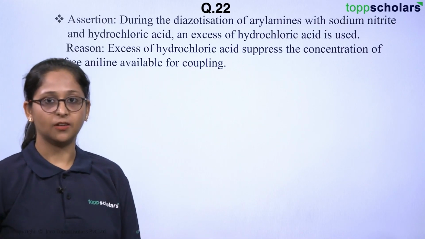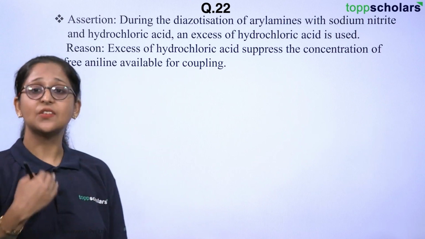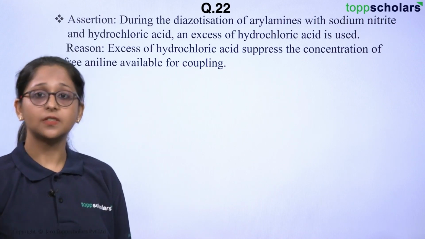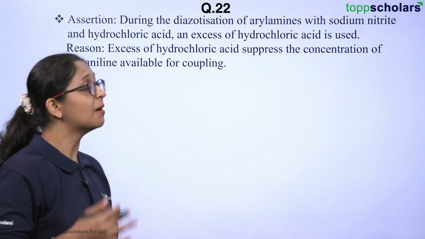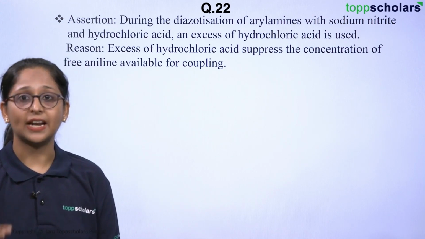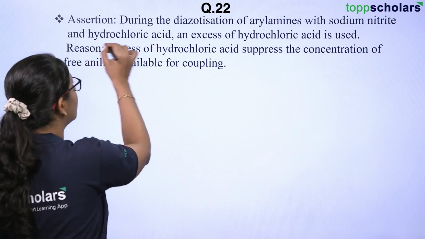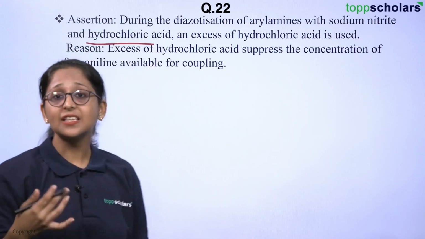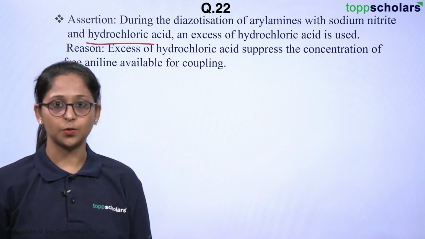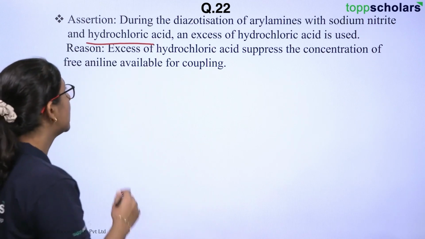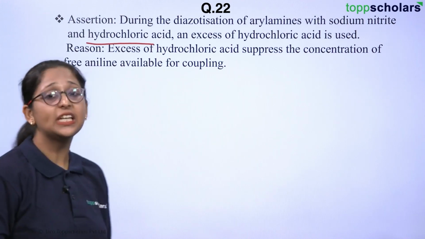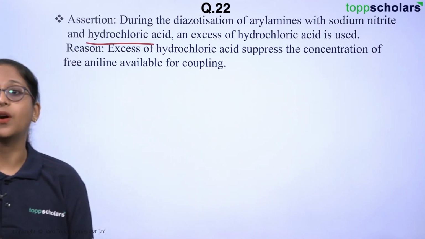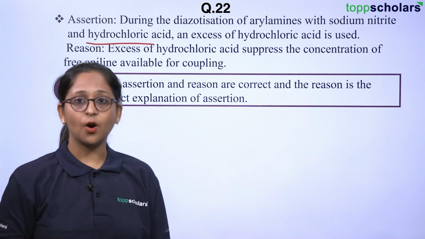The next question here is, we have an assertion and a reason statement. The assertion statement says, during the diazotization of aryl amine with sodium nitrite and hydrochloric acid, an excess of hydrochloric acid is used. The reason for this is, excess of hydrochloric acid suppresses the concentration of free aniline available for coupling. Let us look at our options.